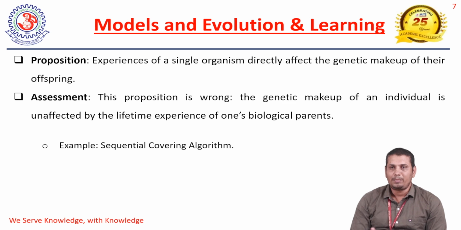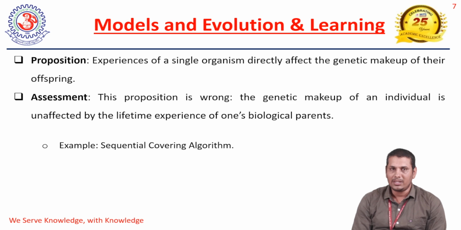So how can I evaluate this percentage? This many genes or chromosomes I can combine with the female genes or chromosomes at this percentage, and then the offspring, the child, may be a male or a female. This type of prediction we call a proposition, the percentage of mixture. If this one is not applicable, then automatically I need to go for the assessment based. Whenever the proposition is wrong, I need to go for the concept called assessment. Here, an individual is unaffected by the lifetime experience of one's biological parents, which we call a mutation.